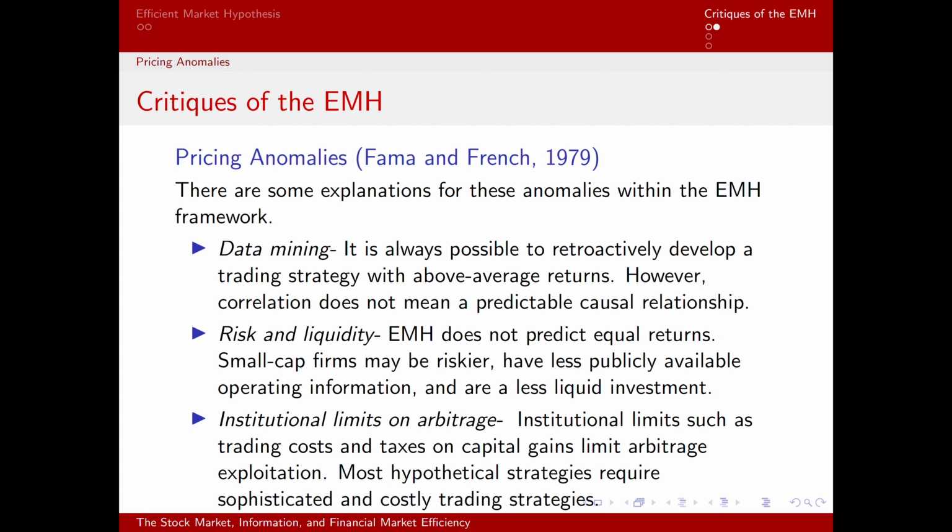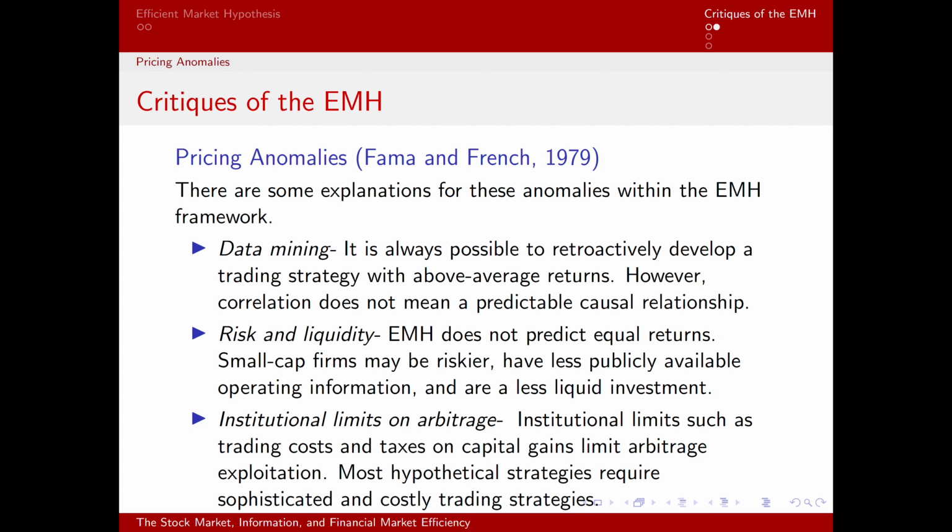The next one is the risk and liquidity situation. This specifically, it talks about the small cap problem. And basically, the EMH does not necessarily predict equal returns. It just says that it's impossible to outperform the market. And small cap firms may be viewed as riskier and have less publicly available operating information, as well as they're also generally a less liquid investment. You know, a company that has a market cap of $5 million doesn't generate nearly the same amount of demand for its stock than Tesla does.